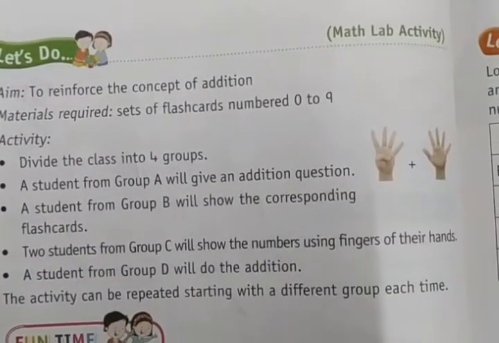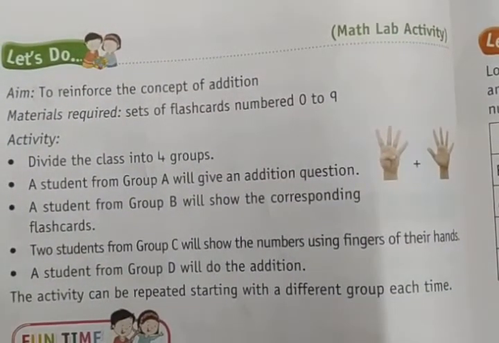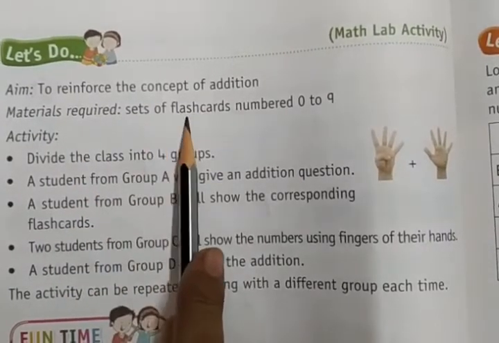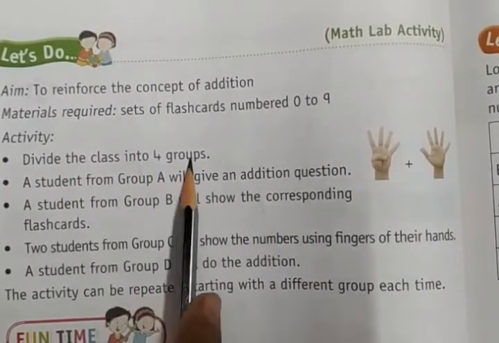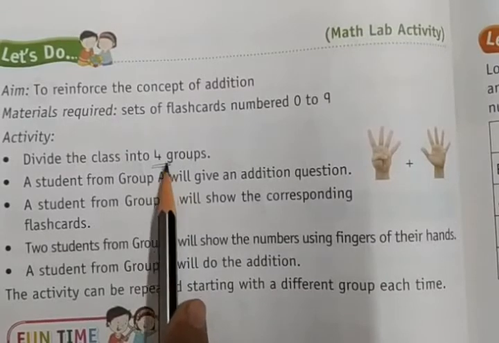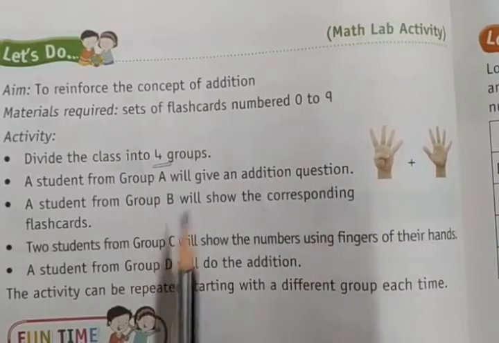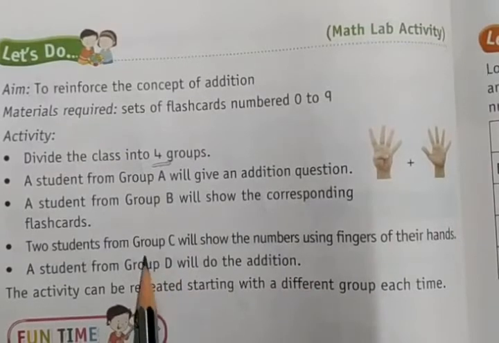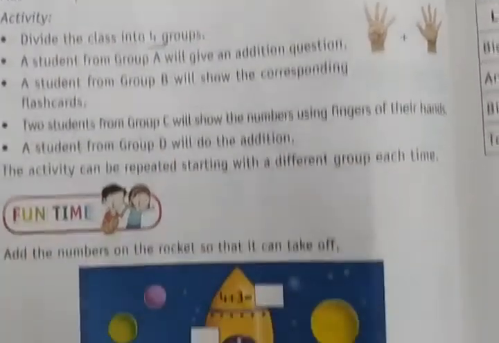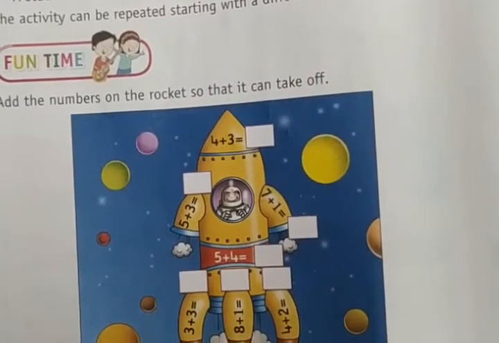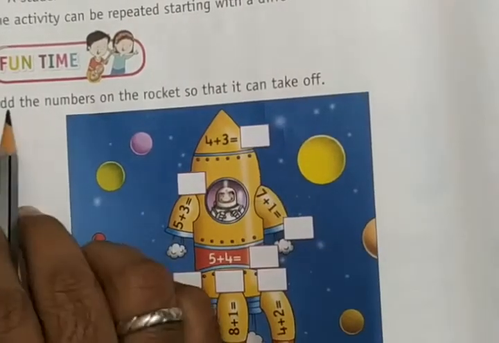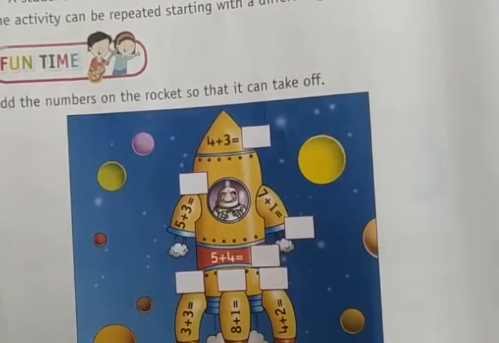Let's do the aim. This is the activity to reinforce the concept of addition. Material required: a set of flashcards with numbers 0 to 9. Activity: divide the class into 4 groups. If schools are open, I can do this activity. Just read this and do it with your family members. Fun time activity, do it at home: add the numbers on the rocket so that it can take off.